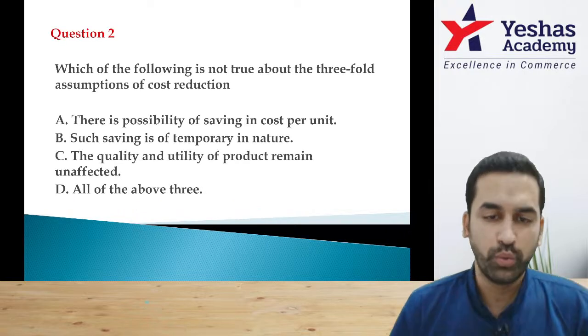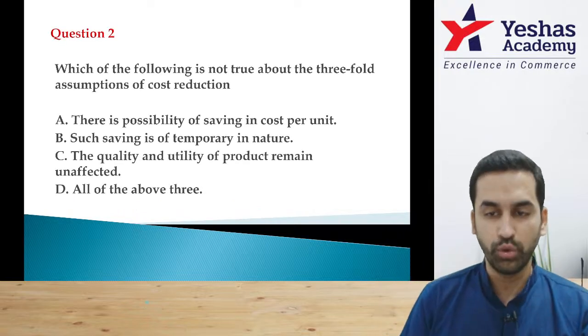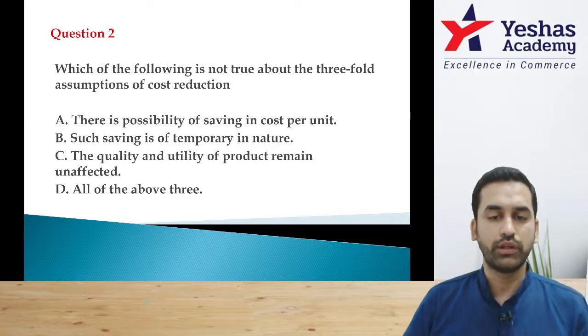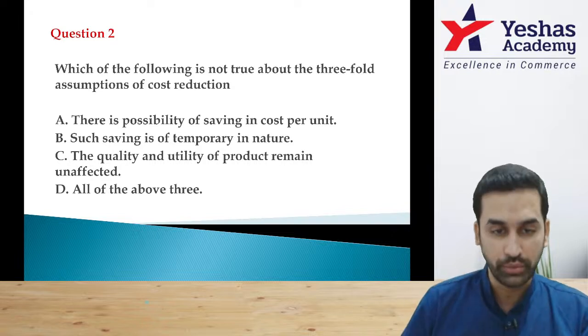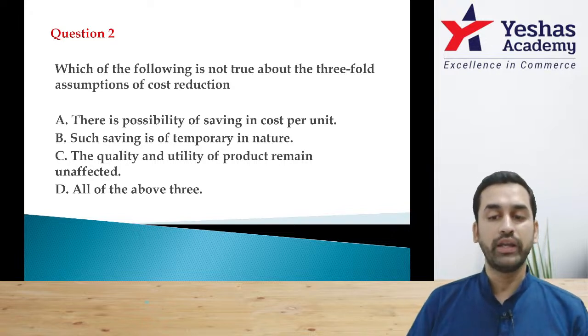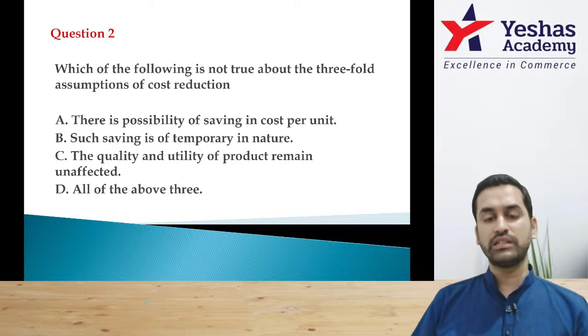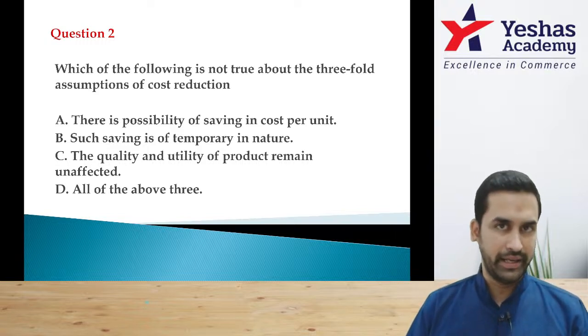Let's move on. Question number 2. Which of the following is not true about the threefold assumption of cost reduction? Remember, cost reduction, not cost control. There is a possibility of saving in cost per unit. Yes, such saving is temporary in nature.